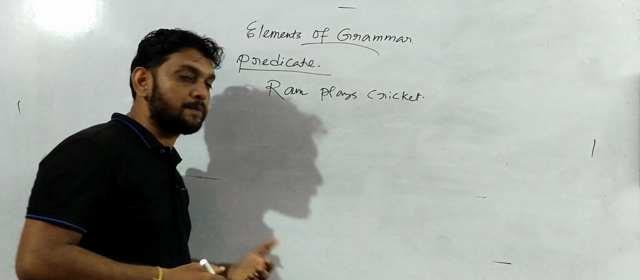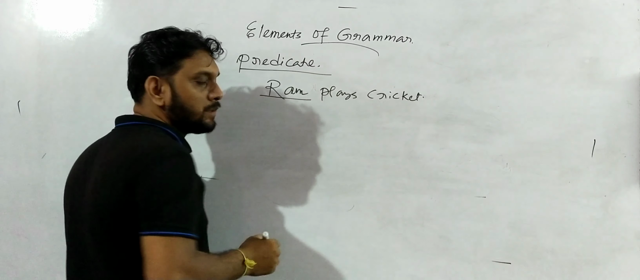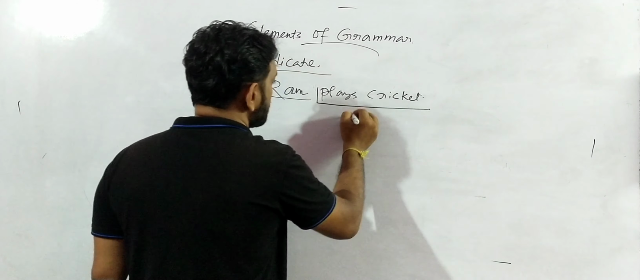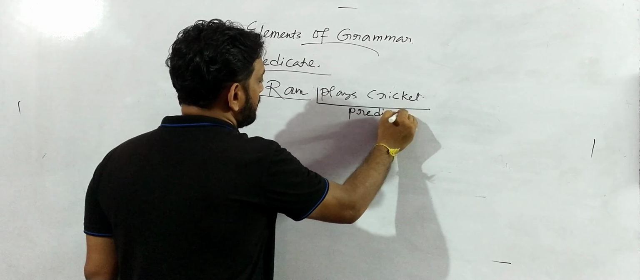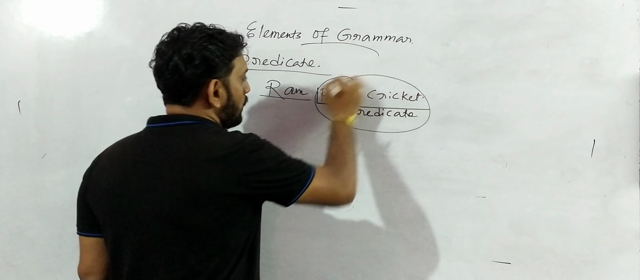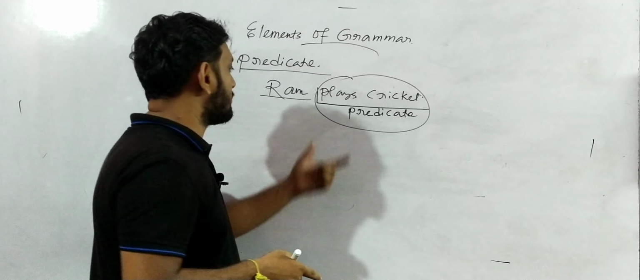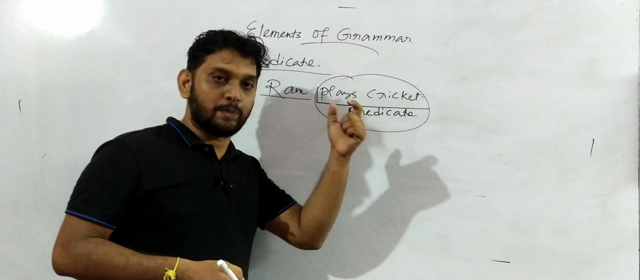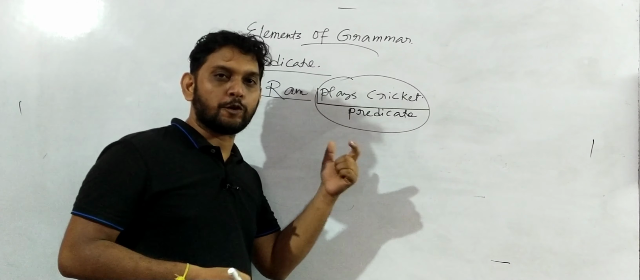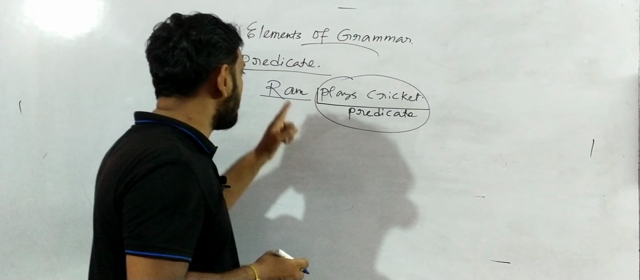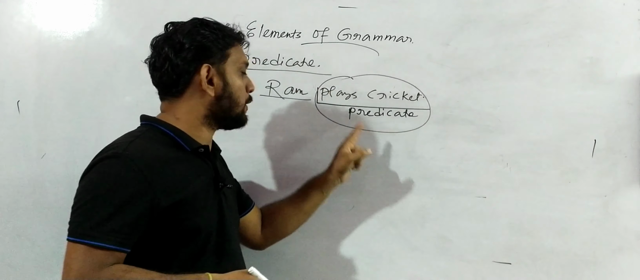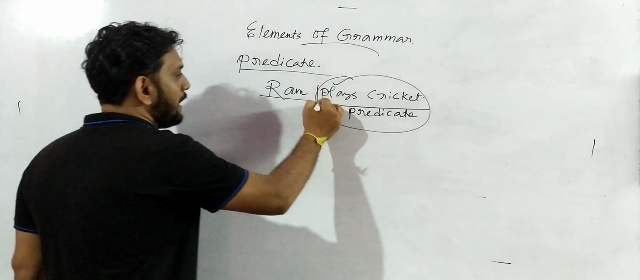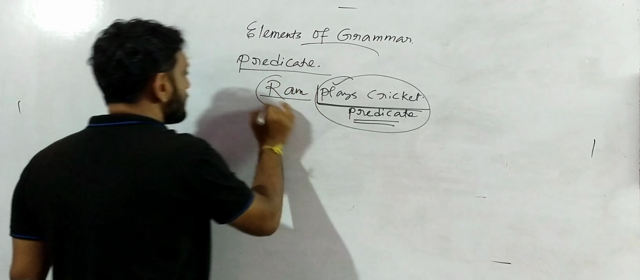It includes the main verb and extra information about the subject. Here we already found the subject, you have done those classes. Now here is the main verb. From plays to cricket, it is known as the predicate part. Because the predicate tells us about the subject, it gives additional information. In the predicate you must remember the main verb should always be there. So from plays to cricket, it is called the predicate.